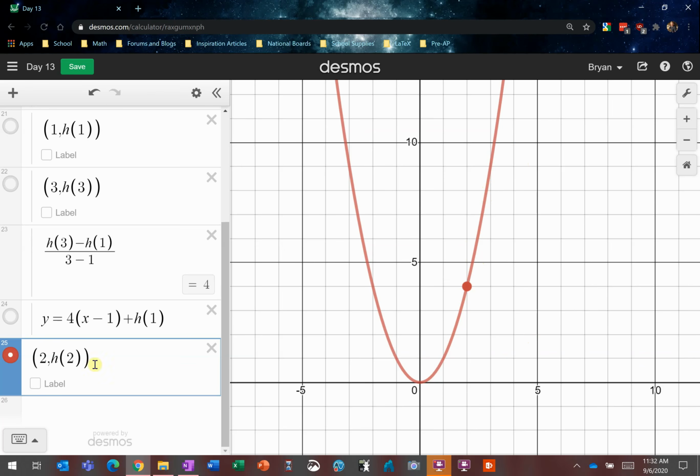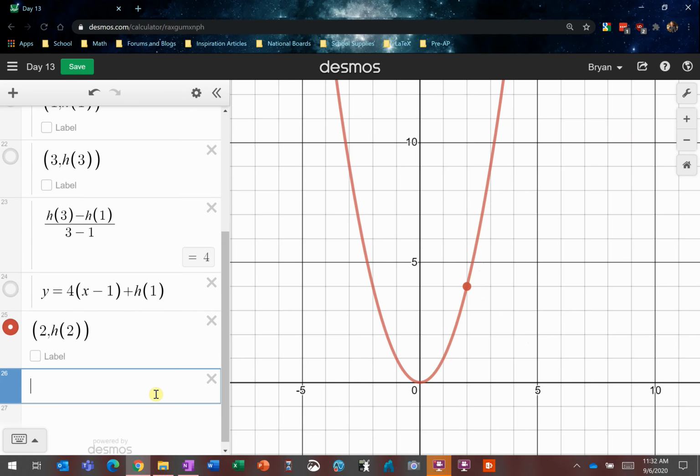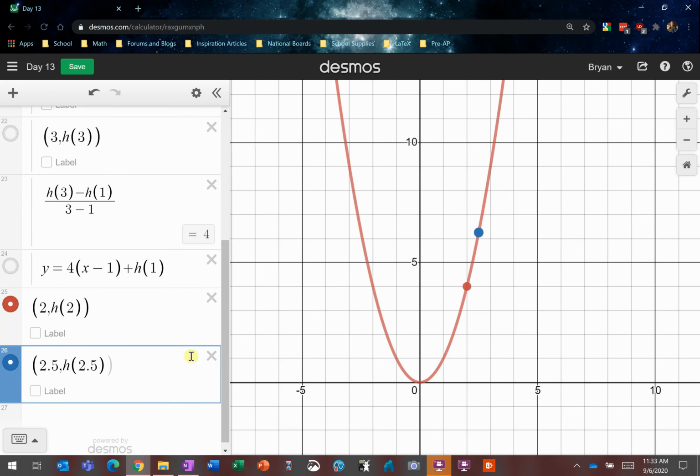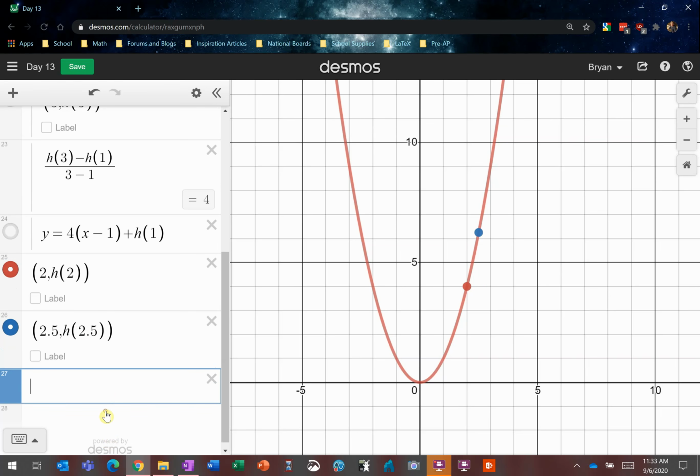Well, maybe you'd have the cool idea that if we picked 2 points pretty close together on here, we might be able to find their slope and then write a secant line through 2 points really close together. What do I mean by really close together? Well, let's pick a point close to 2 comma h of 2. How about 2.5 comma h of 2.5? Those are pretty close together. So what happens if I find the slope between those two?